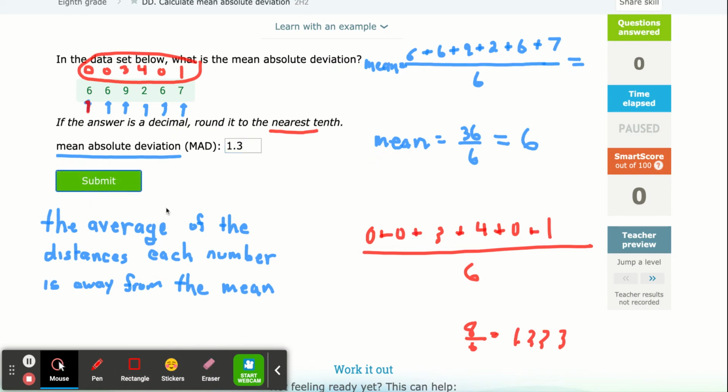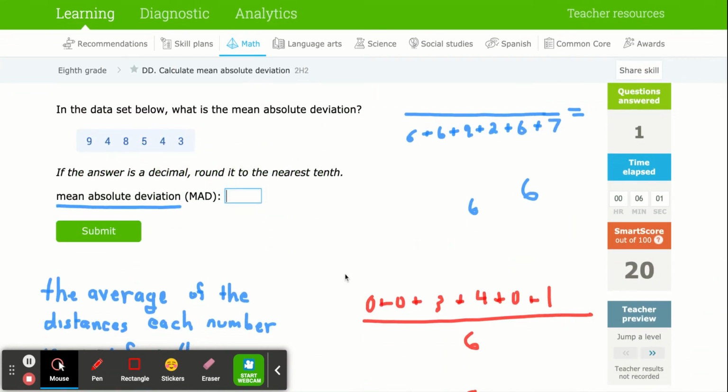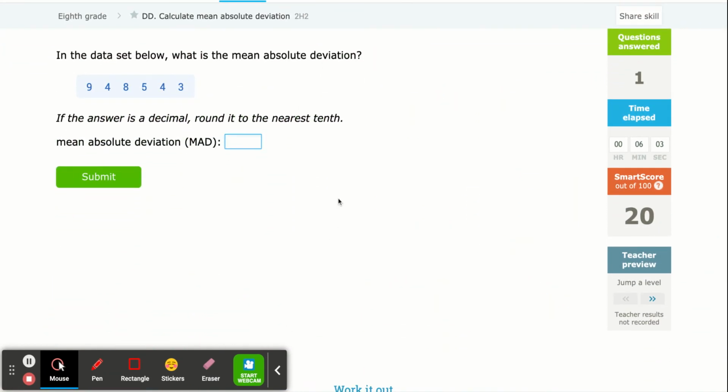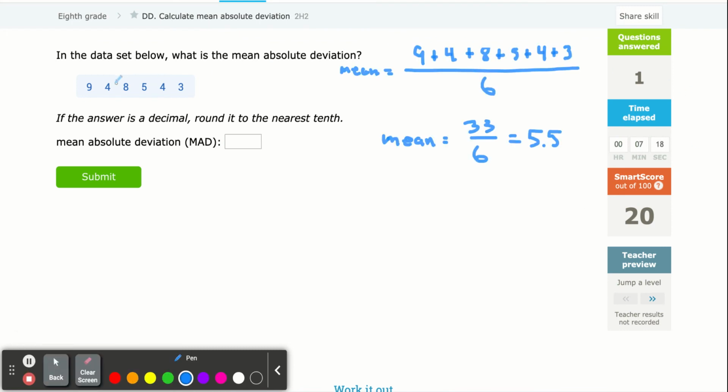Let's do this one more time to make sure you understand this concept. First step, find the mean. So I found the mean of these numbers. I added them up, divided by how many there are, which gives me an average of 5.5. And yes, we can have a decimal. Now I'm going to find the distance each of these numbers is from the mean. Now I've done that down here.